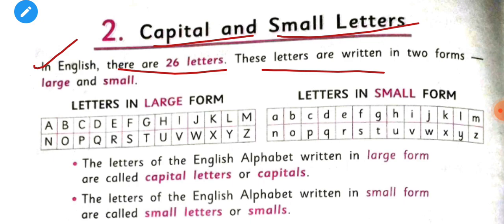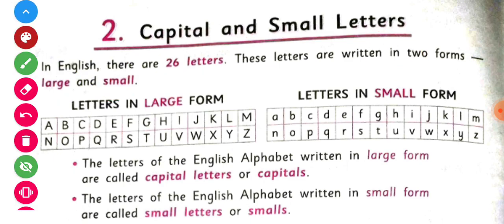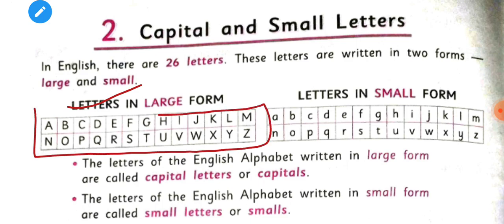These letters are written in two forms. You know, these 26 letters are written in two different forms. These are, first one large and the second is small. Okay children, so you can see here letters in large form. In this box you can see that all the 26 letters are written in large form, or you can say in capital form.